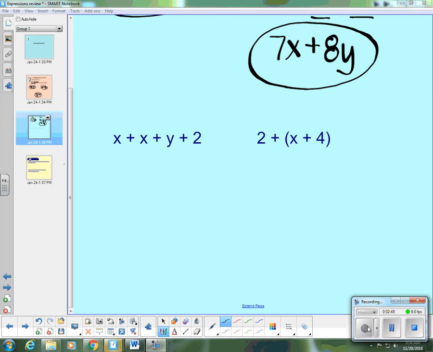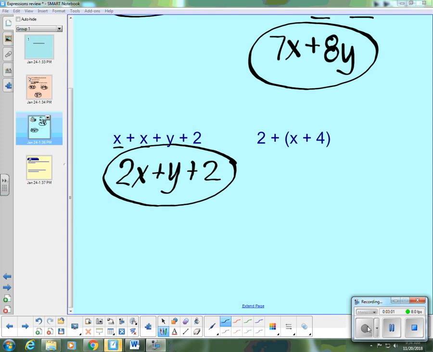Okay, looking at the next one, we have x plus y plus 2. I'm allowed to combine the two x's because they have the same variable. And I can't combine anything else because they don't have the same variable.